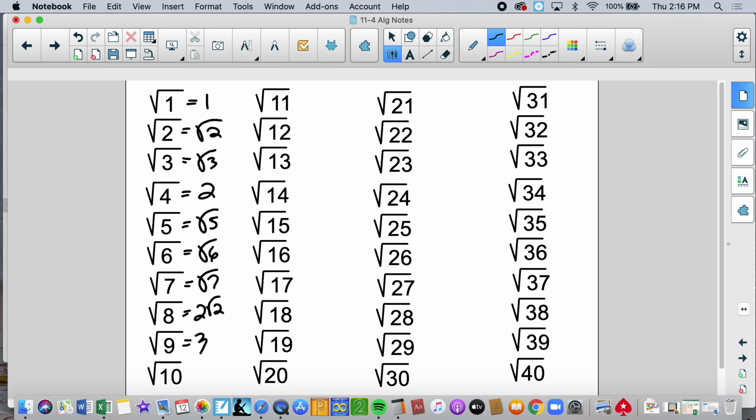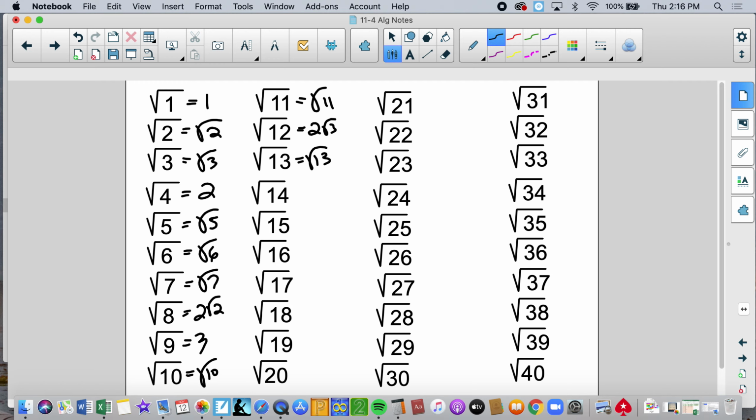Square root of 9 is 3. Square root of 10 cannot be simplified. Square root of 11 cannot be simplified. Square root of 12 we can break into rad 4, rad 3. So it becomes 2 rad 3. Square root of 13 is the square root of 13.